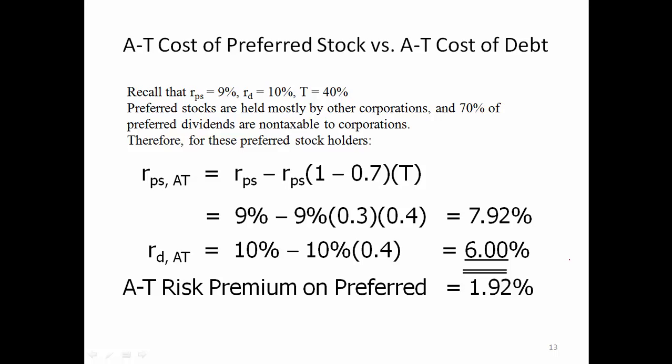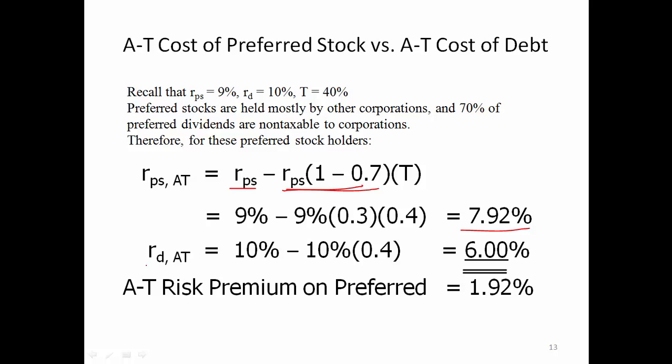Another fact about preferred stocks is that they are held mostly by other corporations. So 70% of preferred dividends are non-taxable to corporations. When we consider this, the cost of preferred stock after tax is the cost of preferred stock originally minus the cost of preferred stock multiplied by 1 minus the 70%. That's because only 30% of the preferred dividends are taxable, and that's at a 40% tax rate. So after tax, the cost of preferred stock is 7.92%.